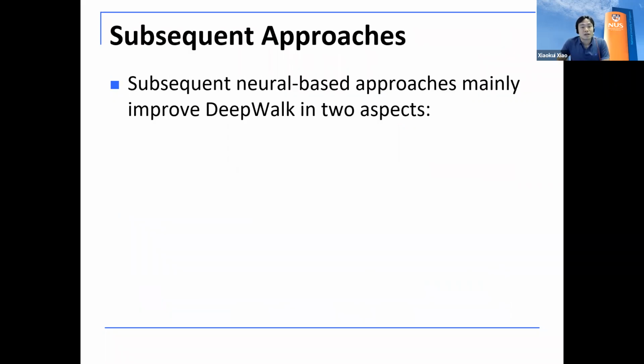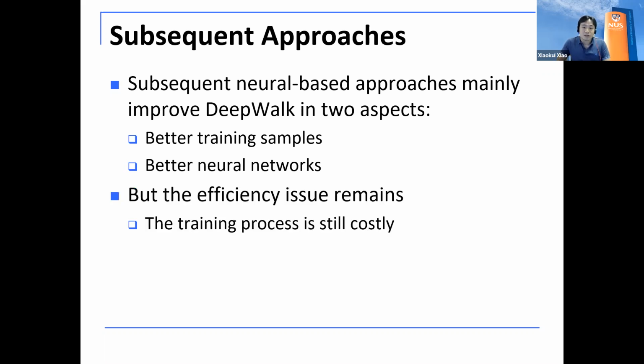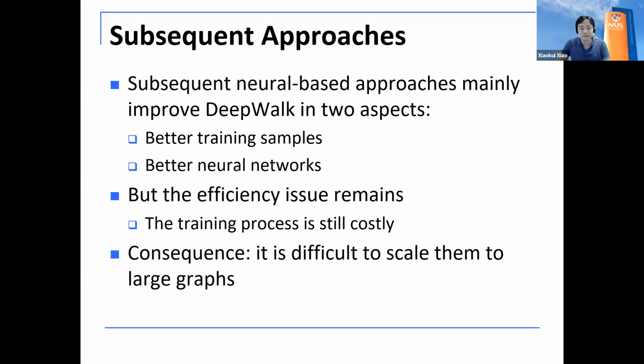So after DeepWalk, there has been a lot of subsequent studies on neural network-based methods for network embedding, and they improve DeepWalk in two aspects. So they have better ways to generate the training samples, and some of them use more advanced neural network structures. However, the efficiency issues still remain. So the training process for these algorithms is still very costly because they still need to start with some random value and they still need to go through a lot of training samples. As a consequence, it's quite difficult to scale them to large graphs unless you have some huge computation power with a lot of CPUs and GPUs and memory.